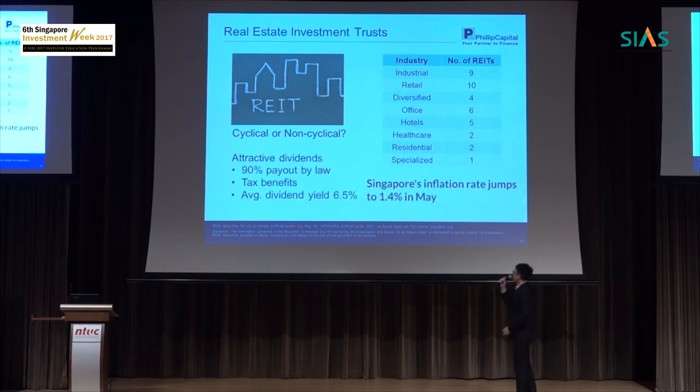Something attractive about REITs is that they pay a very attractive dividend yield. By law, they're mandated to pay out 90% of their income. And there are also tax benefits, because when you look at your IRAS statement, you're not taxed on the dividends that you receive from REITs. The average dividend yield for REITs now is about 6.5%, and that's much higher than the inflation rate, and also much higher than Singapore government bond yields, which is about 2.2% on average. So this is actually a good hedge against inflation. And generally, if you pick your REITs well, they will be stable and give you stable returns. So this is why a lot of people are attracted to REITs.